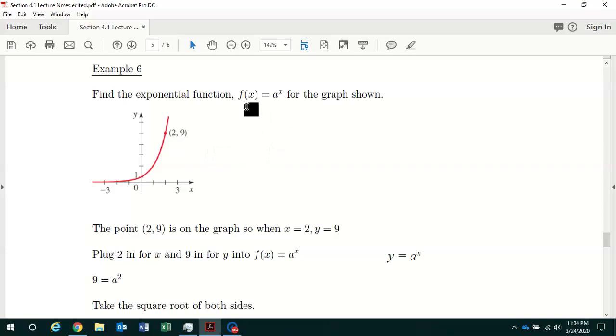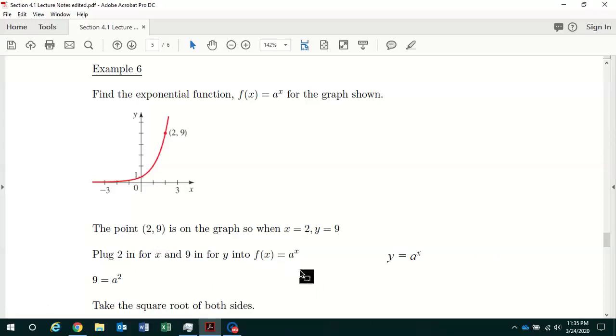And so the form of the exponential function, you know, is f of x equals a to the x. We have to figure out what exponential function has this graph, so we have to figure out what the value of a is. So again, the point (2, 9), the x coordinate is 2, the y coordinate is 9.